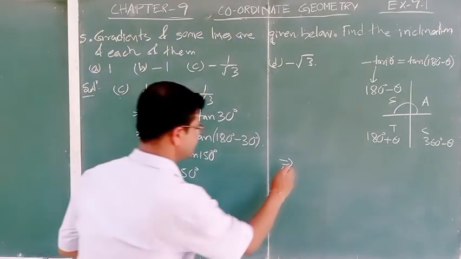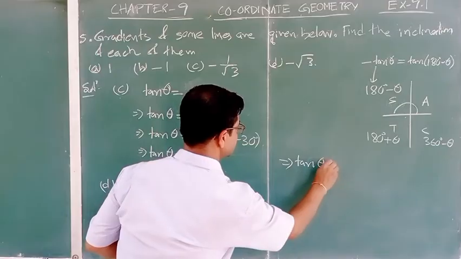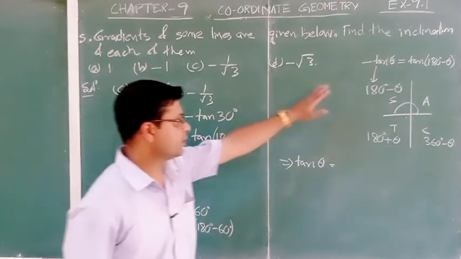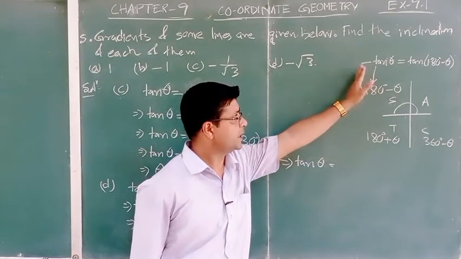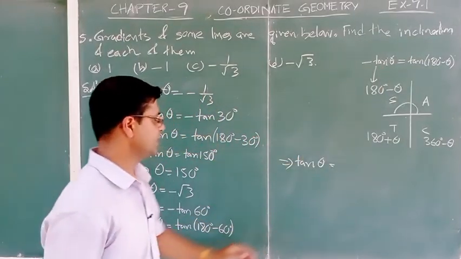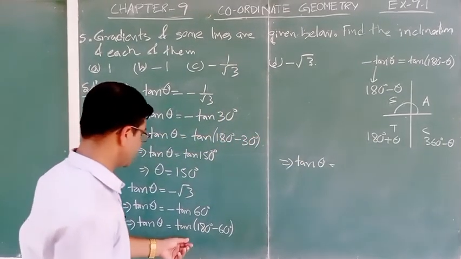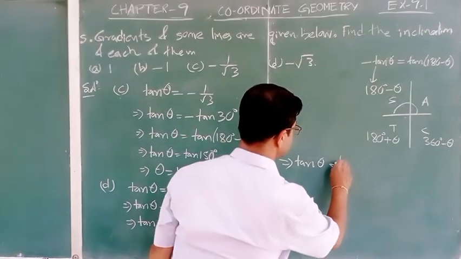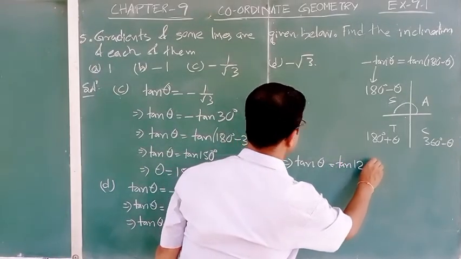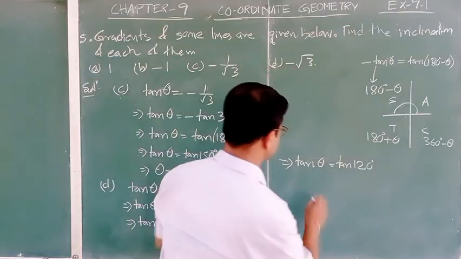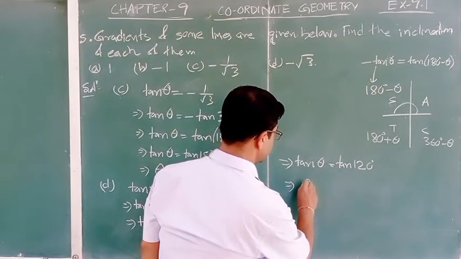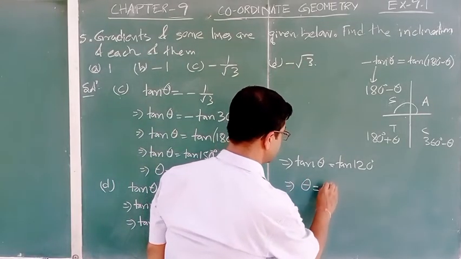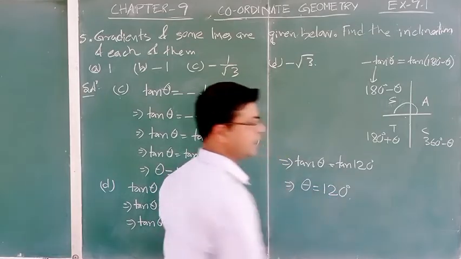So tan theta. Again we are talking about the second quadrant. In second quadrant, minus tan theta is tan of 180 minus theta. Okay, this concept we are applying again and again. So tan theta, tan 180 minus 60 is 120 degree. Tan of 120 degree. Question was find the inclination. Therefore, what is the inclination if we remove tan from both the sides? 120 degree. Have you understood this?